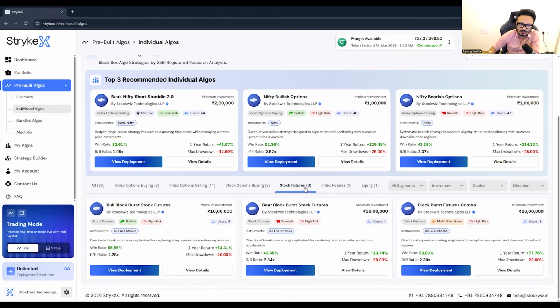For stock futures also, the same thing. We have bull blockburst stock futures, minimum investment of 16 lakhs. It will take all bullish trades. Bear blockburst will have a minimum investment of about 16 lakhs. And then you've got blockburst futures combo, which has a minimum investment of 16 lakhs, but it'll take both long and short trades. So if you have this 16 lakhs and you want to trade stock futures only, then blockburst is the deal for you, right? Blockburst futures combo, that is like the most preferred pick for you. Now, again, this is higher risk.